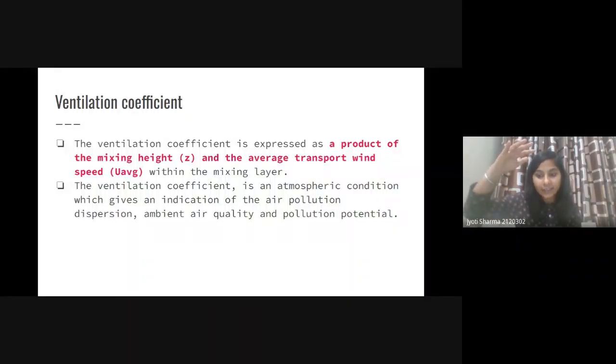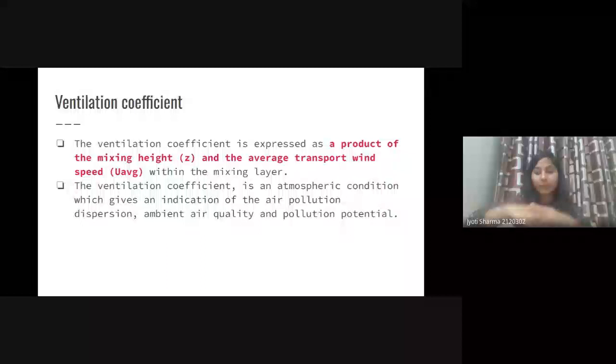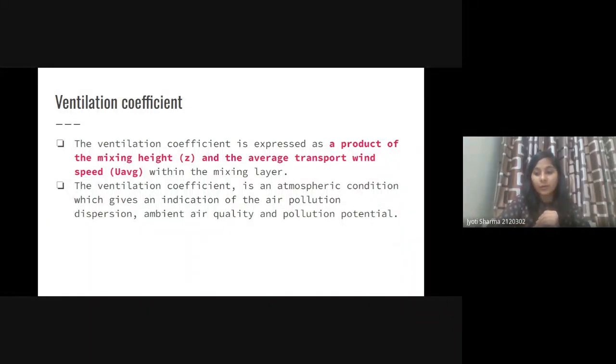So this is the height up to which our plume, or let's say smoke, can disperse. Okay, so this is that height. This is the height up to which our pollutant or the plume can mix. Okay, so this is the unstable layer.